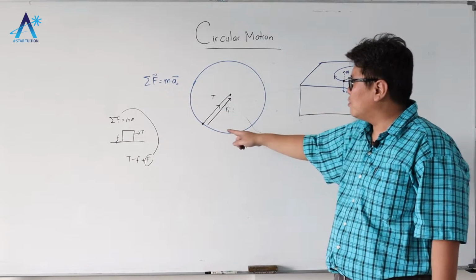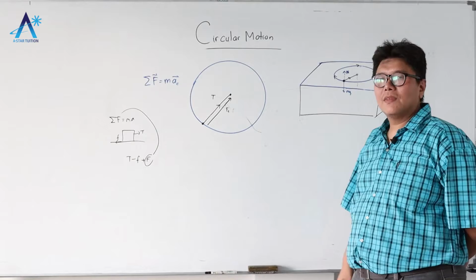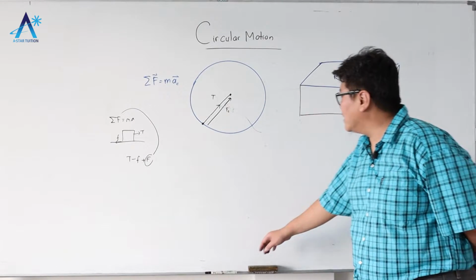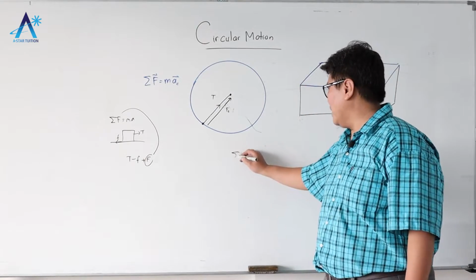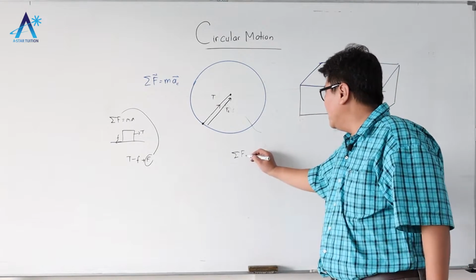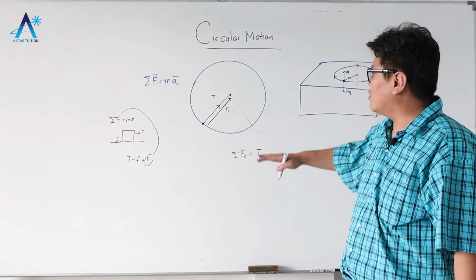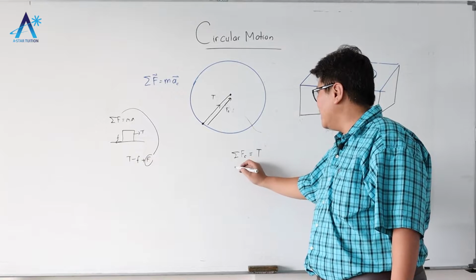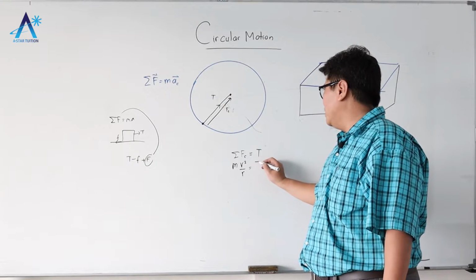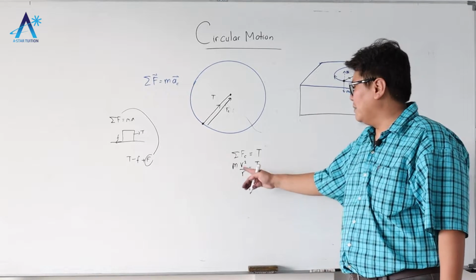In other words, responsible to change the direction of the particle in the motion rather than the speed itself. Okay, so I hope you understand. So in this case, we write down the sigma Fc. We just use this sigma Fc equal to T. So that's the only force that is radial and is directed towards the center of the circle. And this is equal to m v square over r. Remember, the acceleration is v square over r. So from here, we can see the relationship between tension and mv square over r.